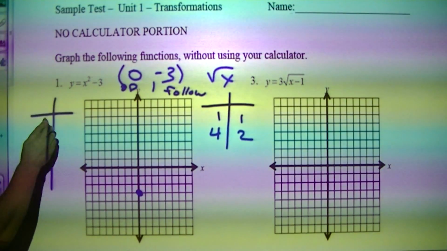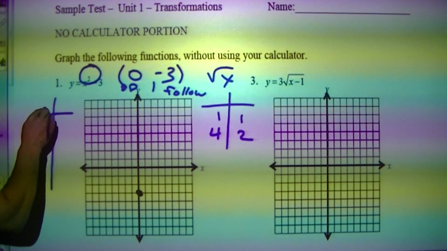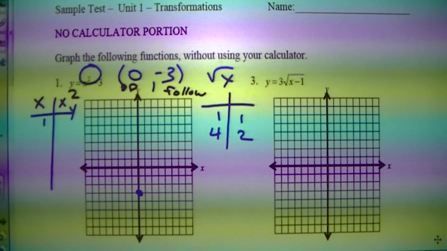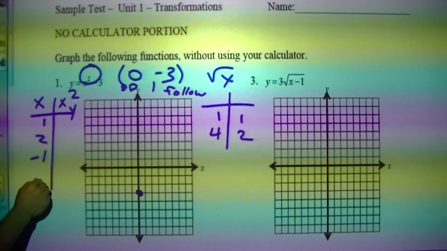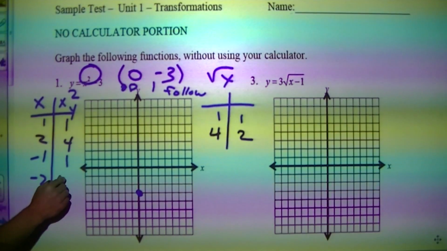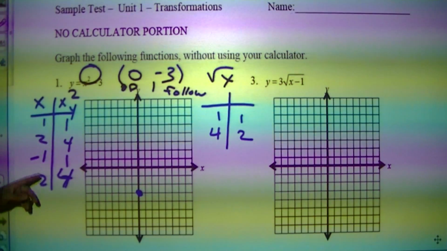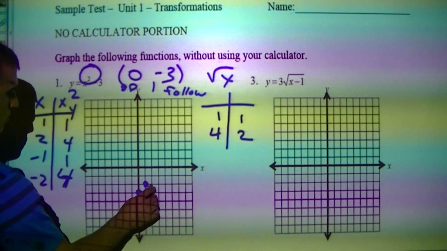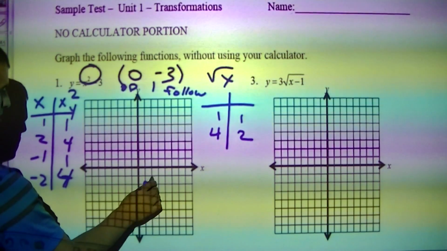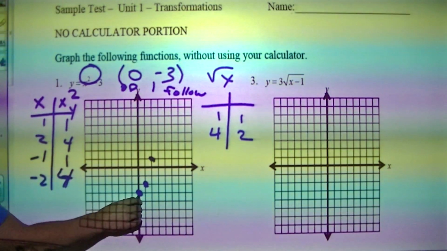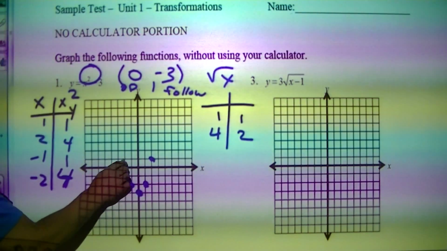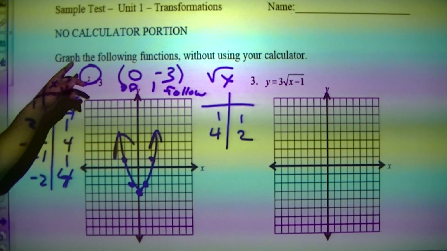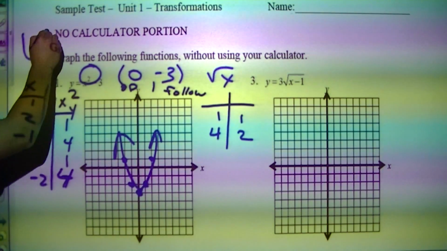Then I'm going to use my key points. Since it's a quadratic, so x squared, which is the y that we're using, 1, 2, -1, -2. Now what this means for me is I go right 1, up 1, right 2, up 4, left 1, up 1, left 2, up 4. And this is a U shape. They should be U's for quadratic.